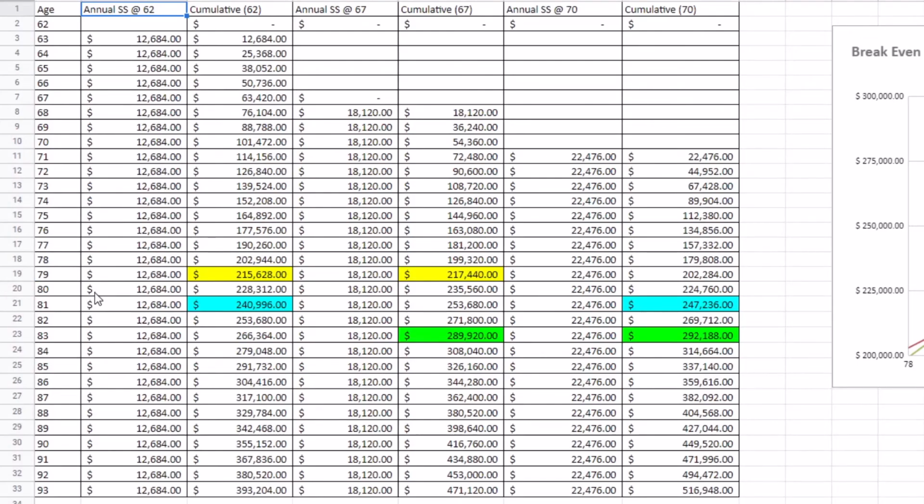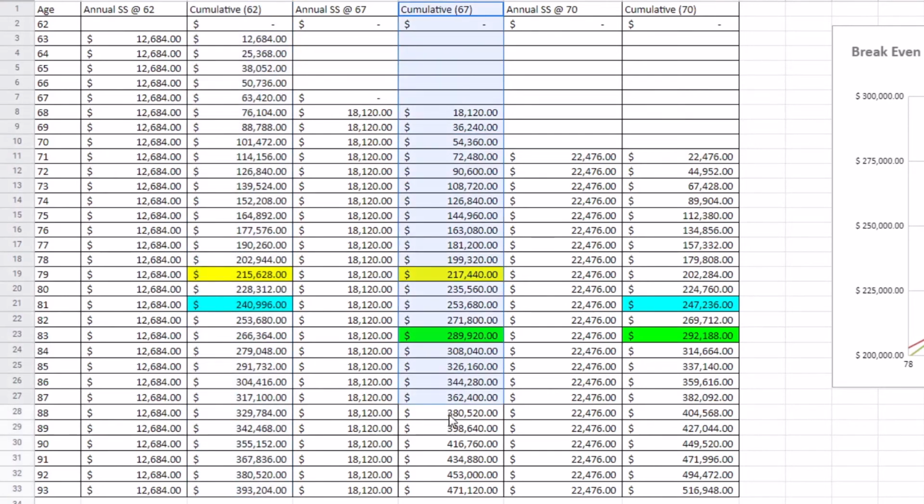I used the benefit results to create this spreadsheet. I entered the benefit as a total received at the end of each year, like here at age 63. And then I have a column for the cumulative amount. So by age 93, I would have collected $393,204 in checks.